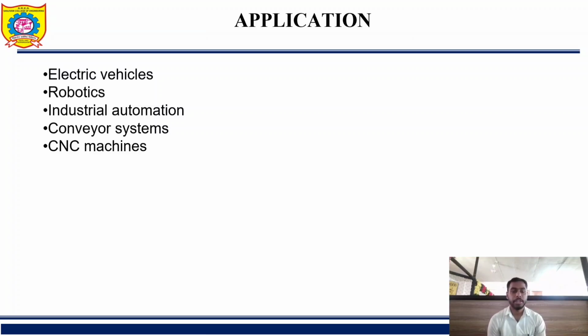Next, there are some applications of these motors. First is electrical vehicles. For electrical vehicles, we need a specific speed, and specific torque should be generated at the starting of the motor. Next is robotics. For robotics, like a robotic arm or any robotic application, we need specific and constant speed and minimum or maximum torque as per the application. Next is industrial automation, conveyor systems, and CNC machines. These are all applications of our model.